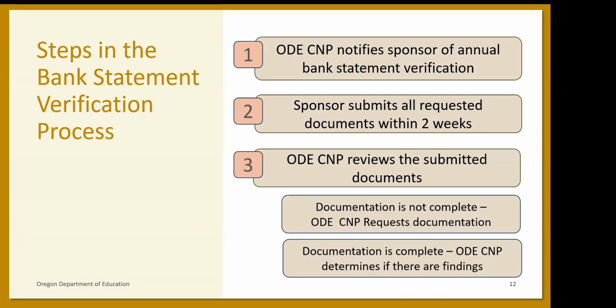Here are the steps for the bank statement verification process. First, ODE CMP will notify a sponsor that they are up for an annual bank statement verification. Next, the sponsor will submit all the requested documents within that 2-week time frame. Then, once all documents are submitted, ODE CMP will review the submitted documents. If there are any missing documents, then ODE CMP staff will request the documentation with a turnaround of 2 to 5 days. And once all documents are received, ODE CMP staff will review the documents and determine if it meets the regulatory requirements or if there are findings.